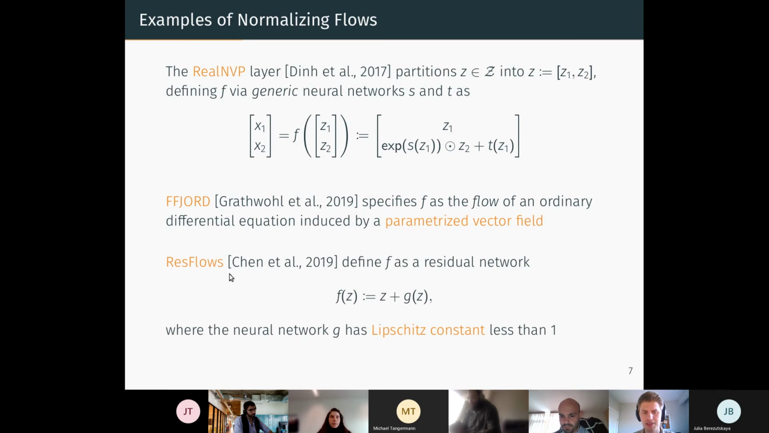And then a final example is the residual flow, or ResFlow, where f is defined as a residual network. So this is a normal form of a ResNet, except with the catch that g is constrained to have Lipschitz constant less than 1. And how this is enforced is through some kind of spectral normalization on the weights. But what's important to note is that if g has a Lipschitz constant less than 1, then it's not hard to see that f is always invertible. I think there might be some additional conditions, I'm not totally sure. But anyway, it works out in practice.